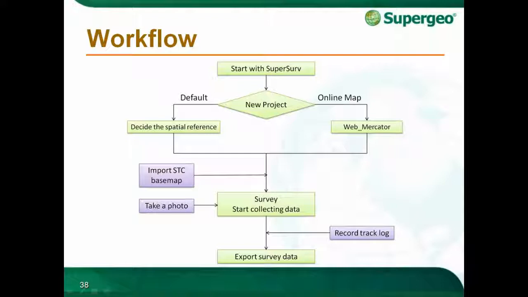Here, I do a simple workflow to make it more clear. So, as you use this application to do a survey, first you should create a project and then decide the project type and put in your base map if it's needed. And now you can start surveying in the field. And meanwhile, you can turn on the track recording function to record your path. Finally, after finishing your survey, connect your computer with your device or via Dropbox to explore the survey data.